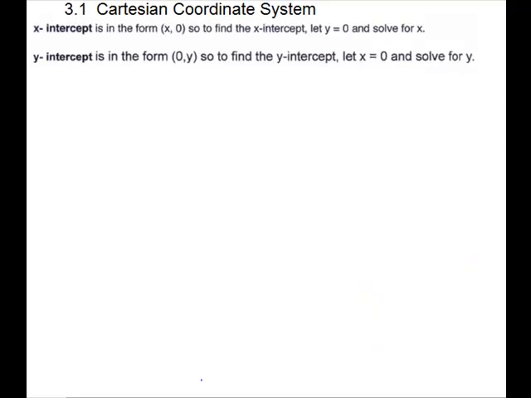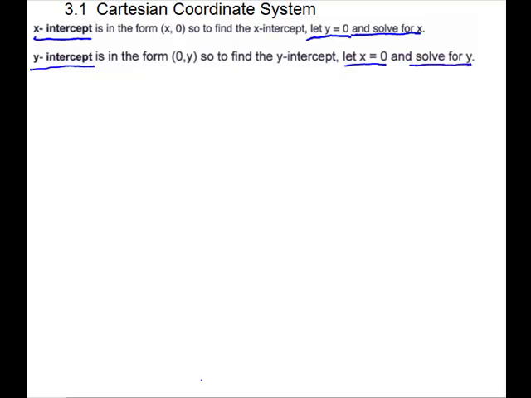For our next method of graphing, we're going to use some special points called intercepts. The x-intercept is of the form where we have x and 0 for the y. So to find the x-intercept, you're going to let the y equal 0. The intercepts are points where the graph crosses the axes. So to find the x-intercept, we will let the y be 0 and solve for x. For the y-intercept, this is the point where the graph crosses the y-axis. It is of this form, and to find it, we will let x be 0 and solve for y.